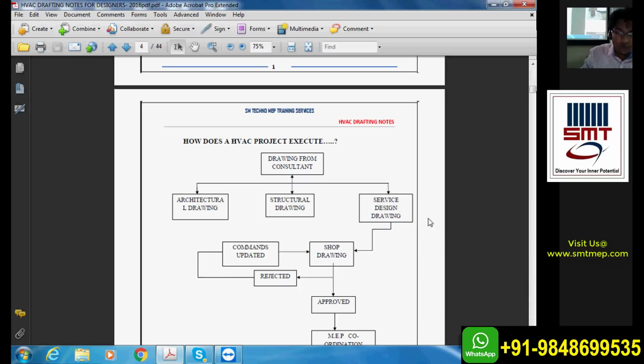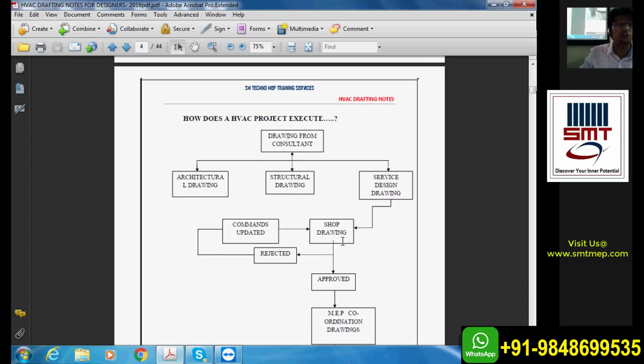So when we're talking about the service design drawing, it is independent of all services. HVAC, electrical, plumbing, firefighting, all drawings together is not called a service drawing. Individually HVAC, individually electrical is called a service drawing. For every service you will get 4 drawings: HVAC, electrical, plumbing, firefighting. That individual service drawing is going to be converted into a shop drawing. Now, what is a shop drawing?